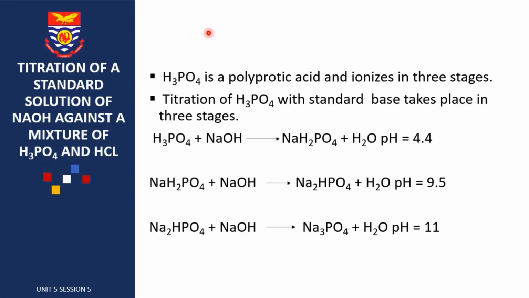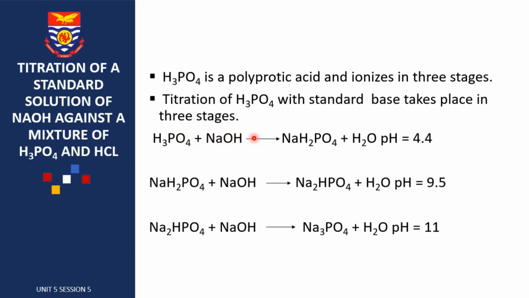Now, phosphoric acid, H3PO4, is a polyprotic acid with 3 replaceable hydrogen ions, and so ionizes in 3 stages. Titration of phosphoric acid with standard base takes place in 3 stages. What are those stages? They are here. Look at it very well.